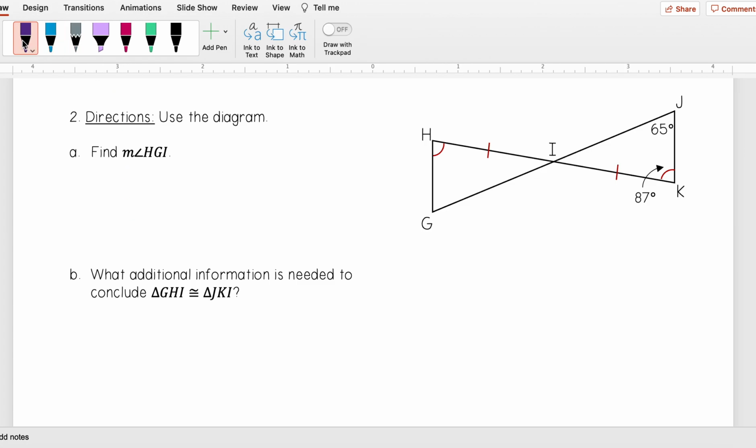Okay, let's look at another one. So here we're going to be using this diagram here. First, it's asking me to find the measure of angle HGI. So I want to know what that angle is. Well, first I know that angle K is congruent to angle H because I have those arc marks. So I know that this is 87.